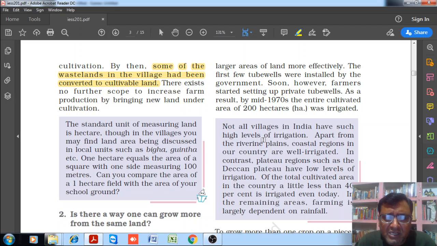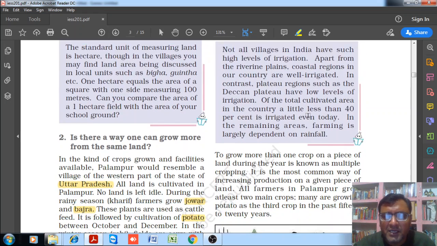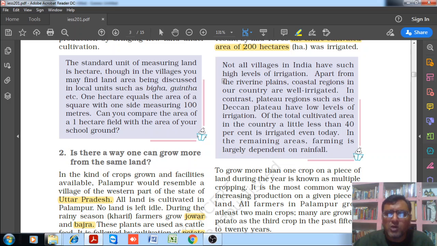Now farmers started setting up private tube wells. By mid 1970s, the entire cultivated area of 200 hectares was irrigated. So here the information is there. Entire cultivated area is 200 hectares. Hectares is abbreviated as ha in small letters. So here see, in the blue box, another information is given to you.